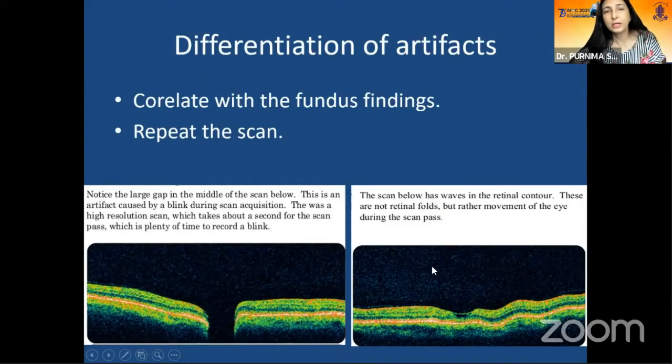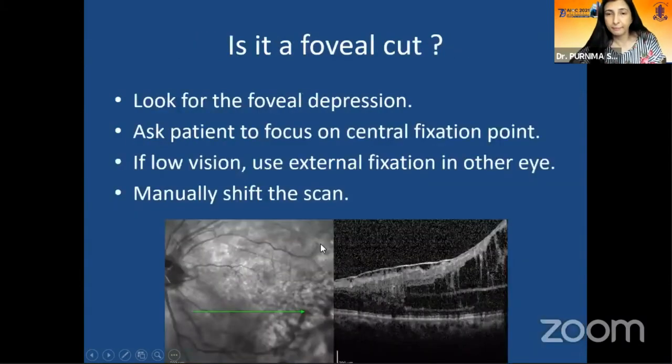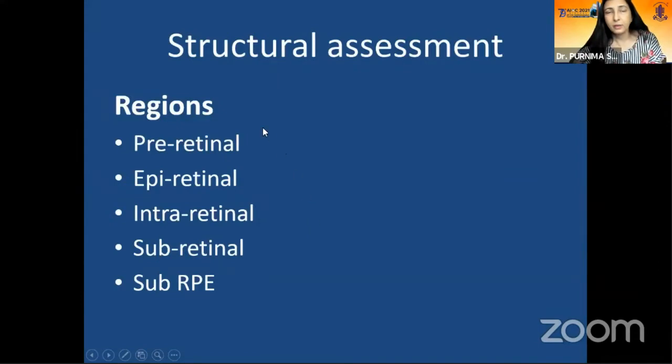So how can we differentiate? By correlating with the fundus picture as well as repeating the scan. Then comes the position. Are we really seeing through the fovea? Because otherwise we get a false impression. So if the patient is not able to fix on the central fixation, we can always use the fixation in the other eye. Now coming to the actual assessment of the layers, we divide it into these regions.